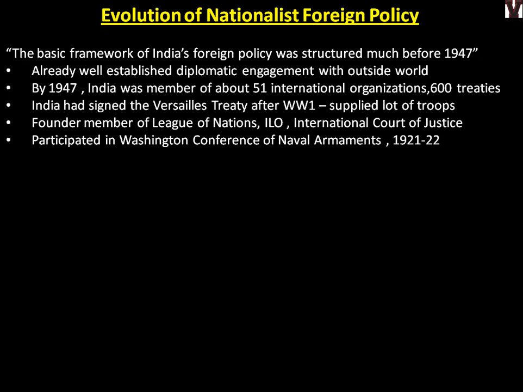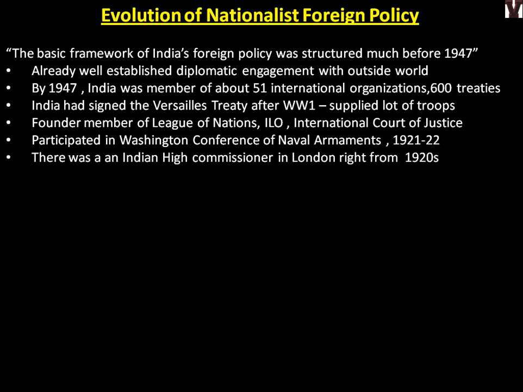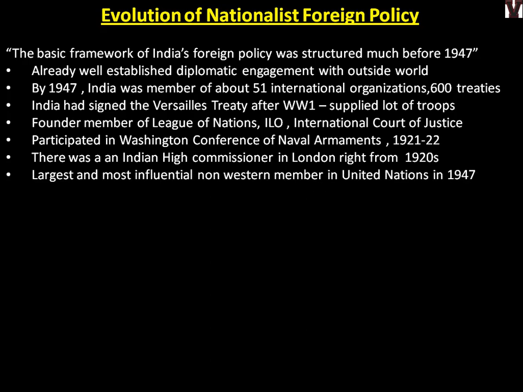Participated in Washington Conference of Naval Armaments. So there was a Washington Conference, and India participated in that too in 1921, long before independence. There was an Indian High Commissioner. We have already learned about this Indian High Commissioner and all those posts which Britishers used to assign. When we saw the different Charter Acts and Council Acts, we saw which act provided for which officer. So this Indian High Commissioner was present right in London from the 1920s.